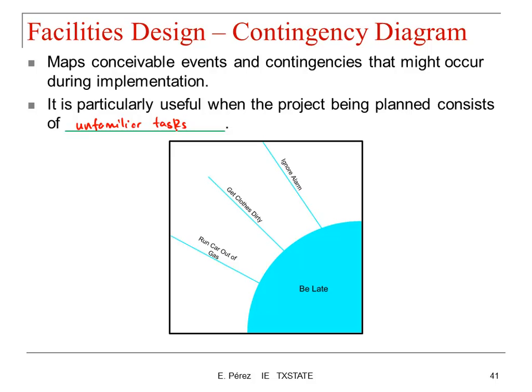So, for example, if you think you can be late, what are the reasons that will make you be late for this class, for instance? Some of the things can be you're out of gas, your clothes got dirty, or you are not able to listen to your alarm. So that's the type of thing that can make you be late for this class. And that's the type of thing that you can use in this diagram.